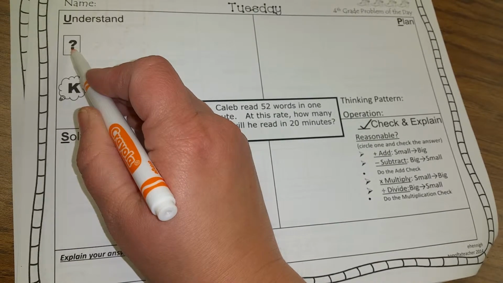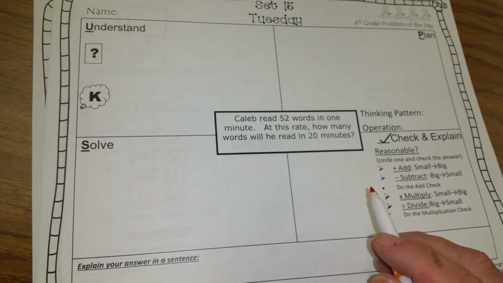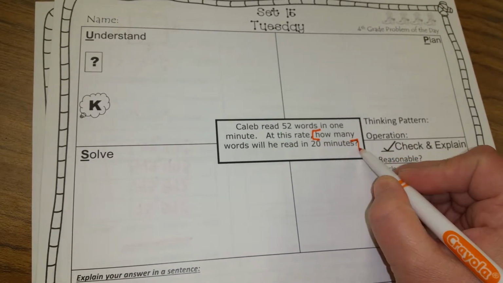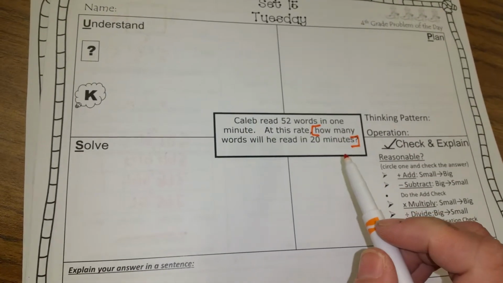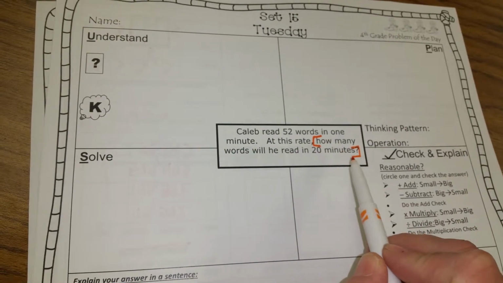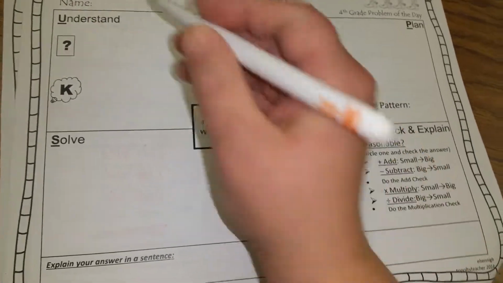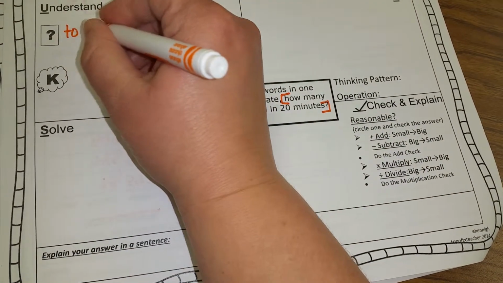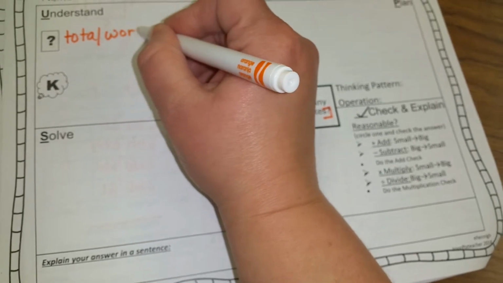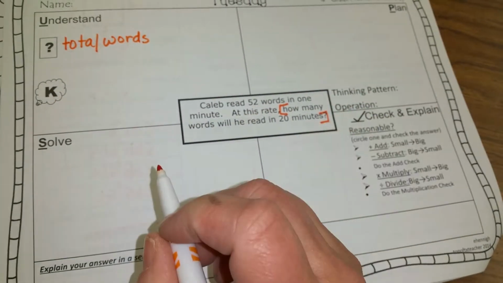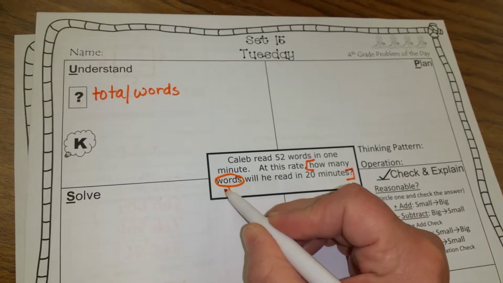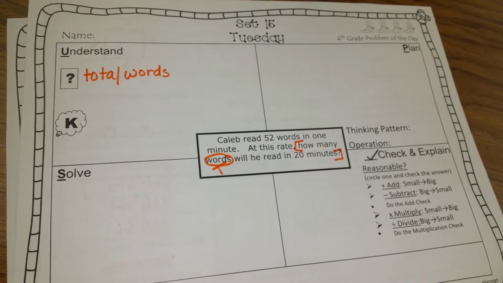And the place that I'm going to find what I'm looking for is going to be in the question. And here is the question. So I'm going to go ahead and bracket it, and I'm going to look for what I don't know. How many words will he read in 20 minutes? Okay, so what I'm going to be looking for is total words. Okay, look for total words. So I'm going to put a big T on words for total.